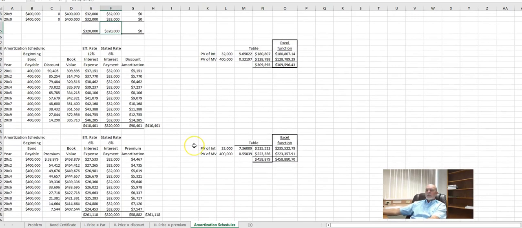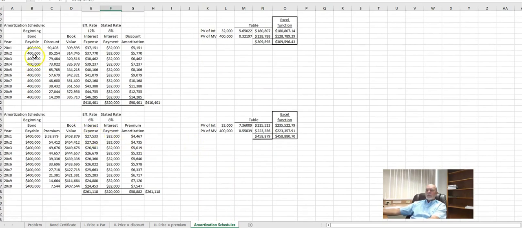In the second case, we had a discount, which reduced the book value, and the expense is equal to the book value times the effective rate each period. All the way down, it is the book value at the beginning of that period times the effective rate, and the interest payment, of course, is equal to the face value of the contract times the rate that's stated in the contract, the stated rate. And then here's the same thing for the premium.